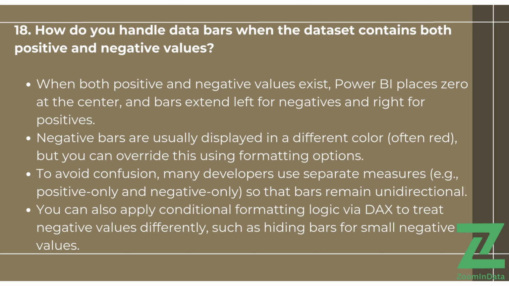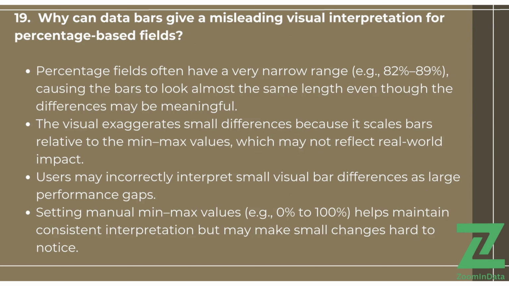18th question. How do you handle data bars when the dataset contains both positive and negative values? When both positive and negative values exist, Power BI places 0 at the center, and bars extend left for negatives and right for positives. Negative bars are usually displayed in a different color, often red, but you can override this using formatting options. To avoid confusion, many developers use separate measures, e.g., positive only and negative only, so that bars remain unidirectional. You can also apply conditional formatting logic via DAX to treat negative values differently, such as hiding bars for small negative values.